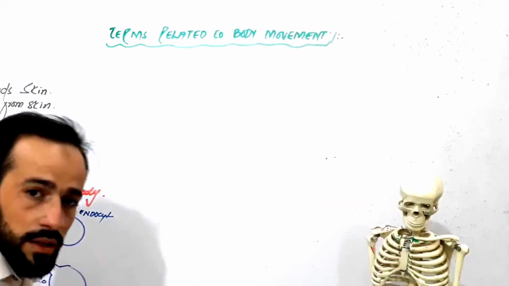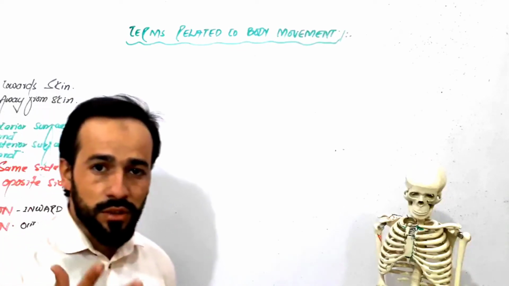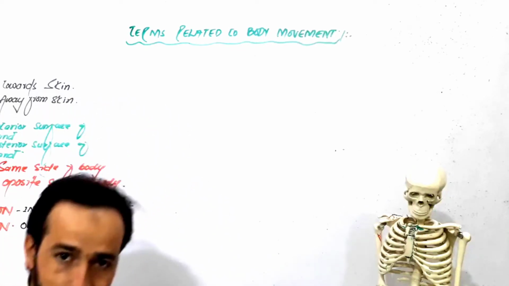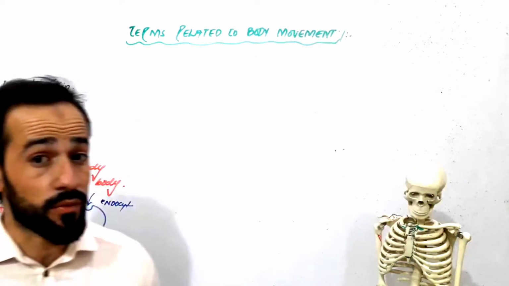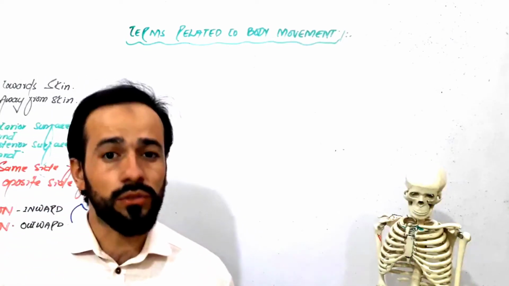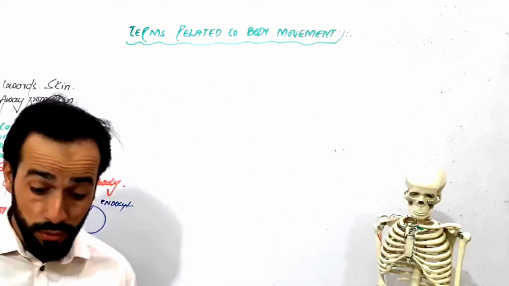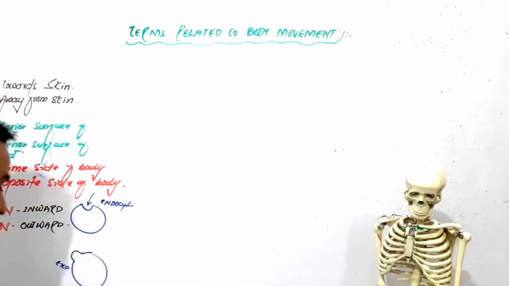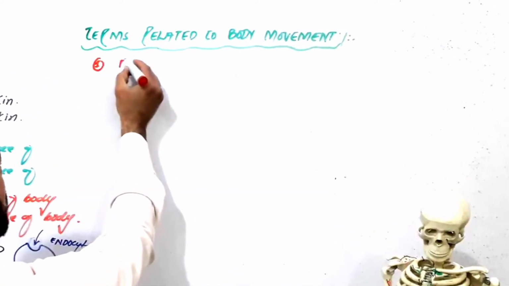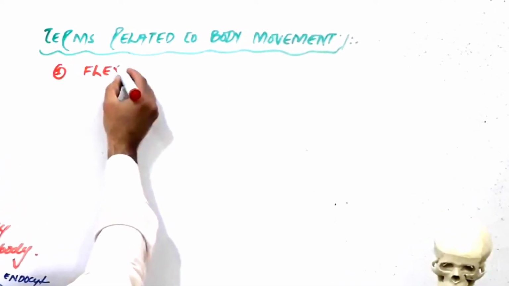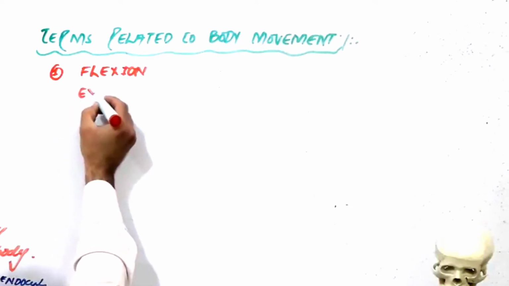While we are walking, we are doing certain movements. While we are eating, we are doing certain movements. While we are sitting, we are doing certain movements. And while we are running, our body performs certain movements. So what are those movements called? Now let's move towards those important movements. The first pair that I have here is called flexion and extension.